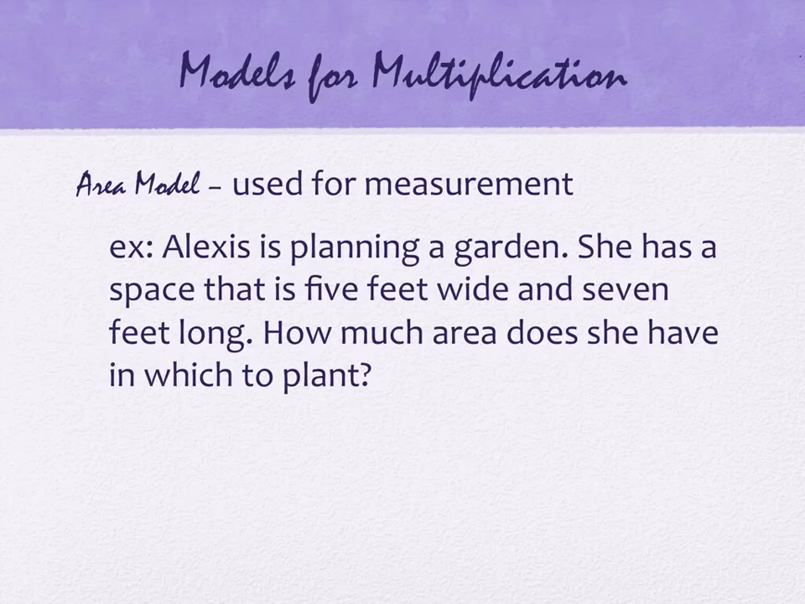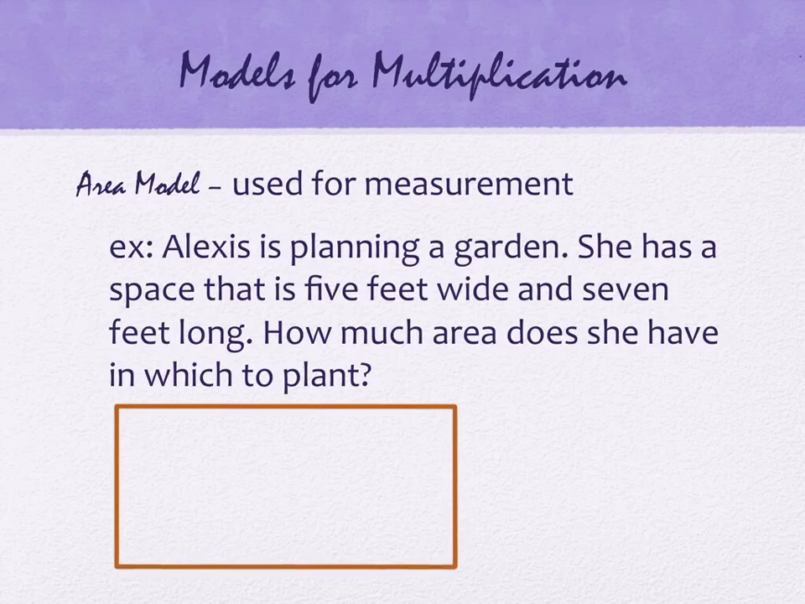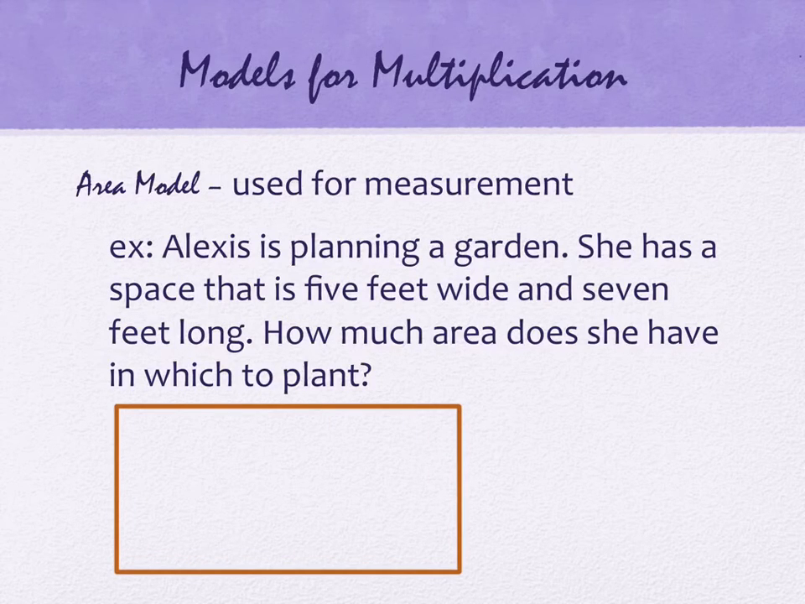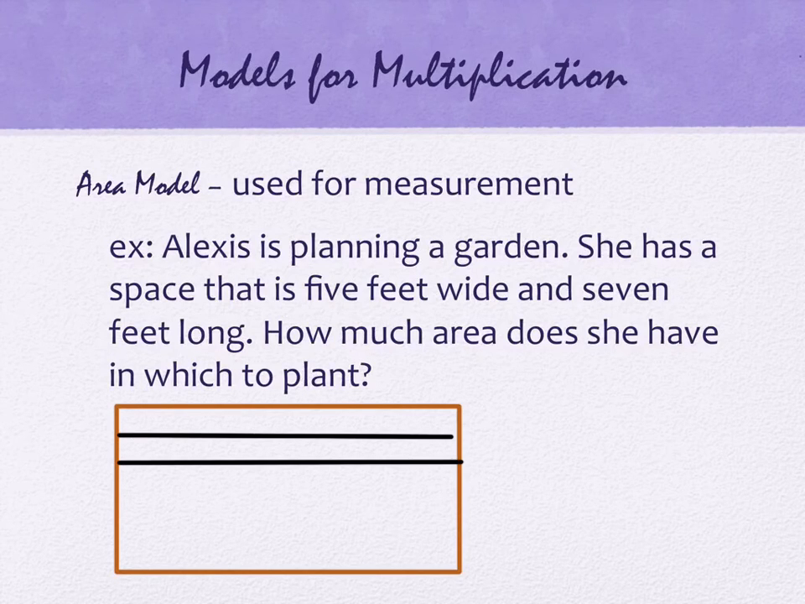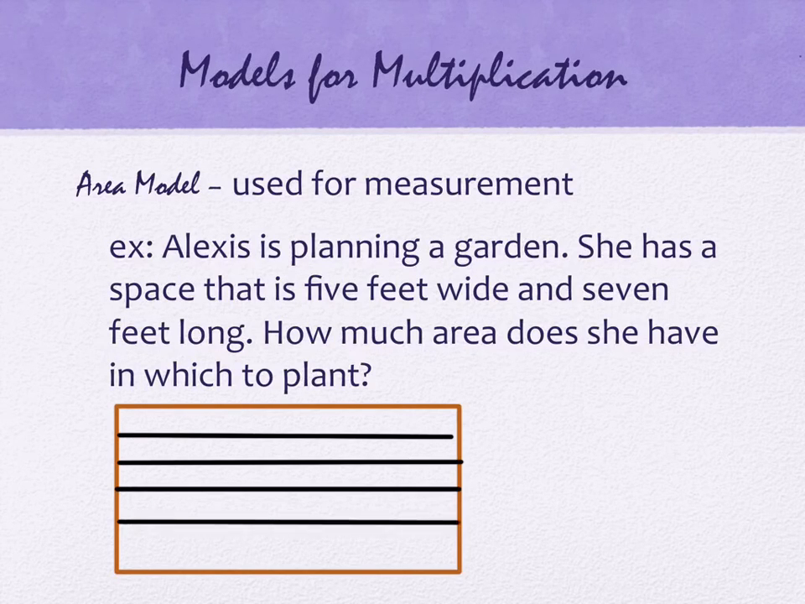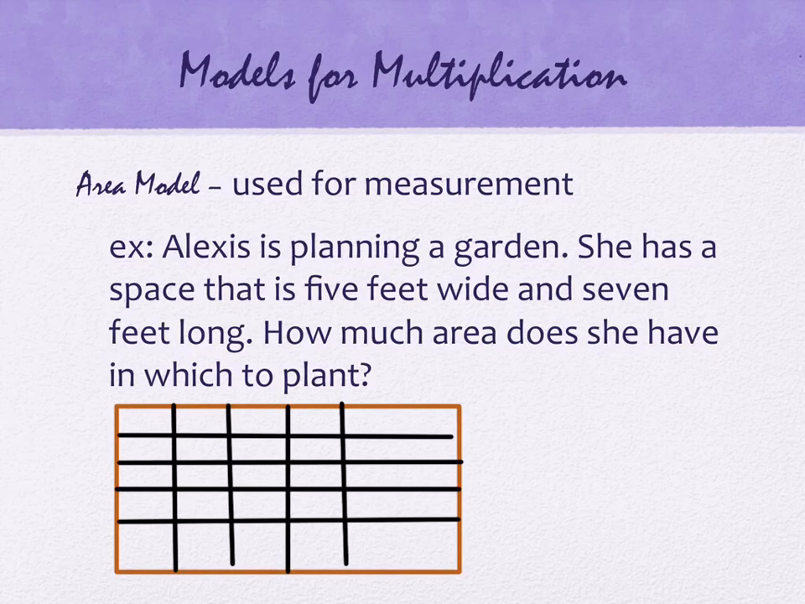Alexis is planting a garden. She has a space that's 5 feet wide and 7 feet long. How much area does she have in which to plant? So on this one, we actually have a rectangle that we're going to draw. And if you want, you can think about sort of subdividing the rectangle. It said 5 wide, 7 long. So 1, 2, 3, 4, 5. That's definitely not drawn to scale. Sorry about that. 1, 2, 3, 4, 5, 6. Definitely not drawn to scale. Sorry about that. You guys can have better pictures than mine.